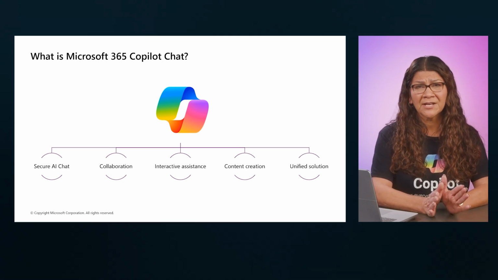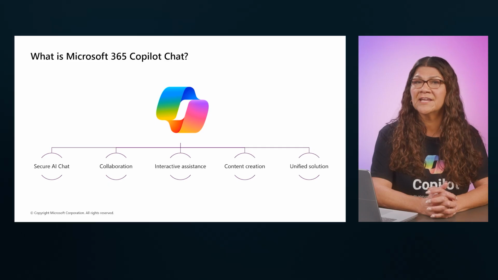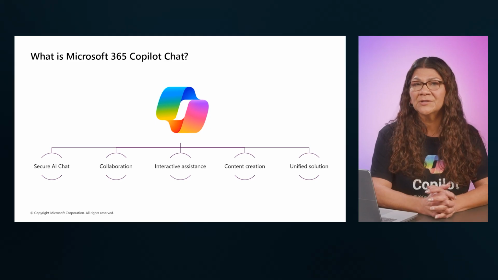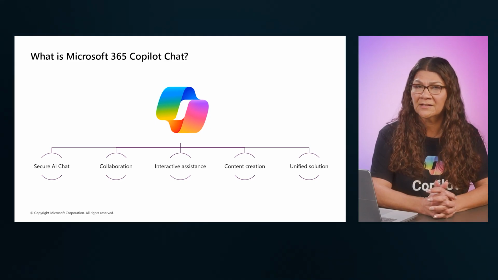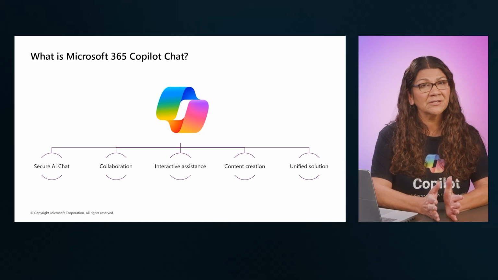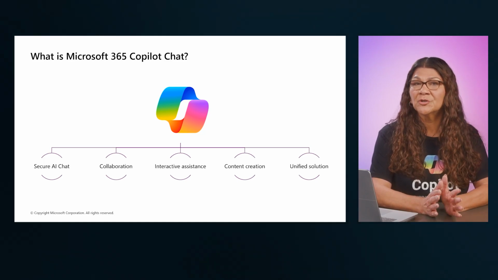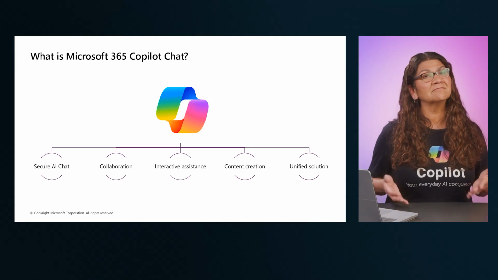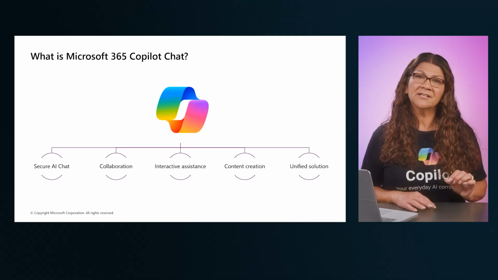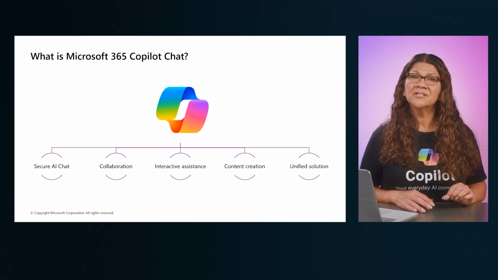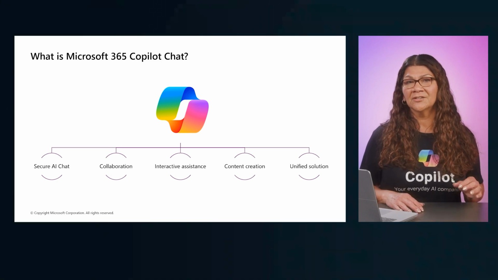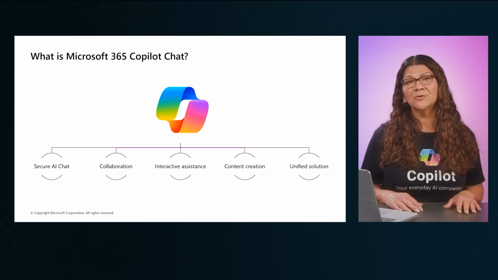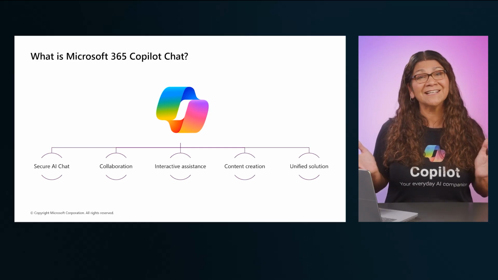What sets Copilot Chat apart is its ability to provide interactive assistance, answering questions, finding information, and completing tasks by interacting directly with your work content. Need to extract trends from an Excel workbook? Turn meeting notes into a crisp summary, or locate a document buried in your files? Just ask. With content creation, Copilot drafts emails, generates documents, summarizes long materials, and even creates images, helping you to move from idea to polished output faster than ever.